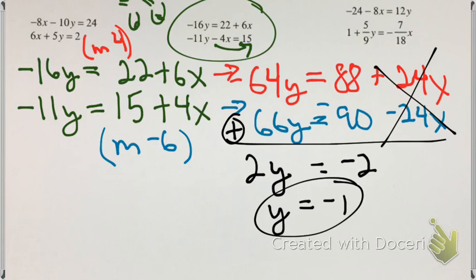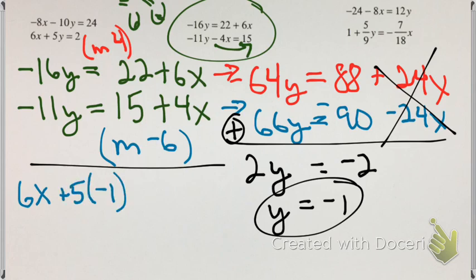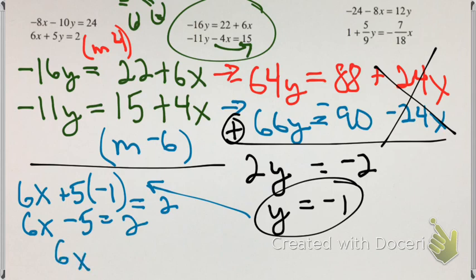Now we can go back and we actually have to finish it by figuring out the other variable. So we've got y equals negative 1. So I'm just going to go in here and I'm going to say 6x plus 5y, and that's negative 1. So we're just subbing this back in for y. Okay, so 6x minus 5 equals 2. Okay, so 6x, let me once again check my signs here. 6x minus 5.